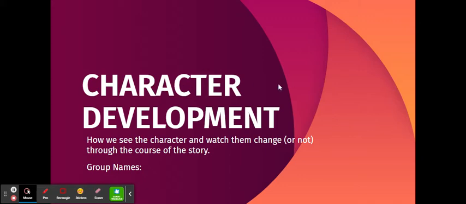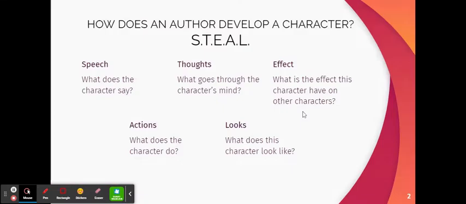So what we're looking at is character development, or characterization, and this is how we see a character, how we get to know the character and connect with the character, and then watch them change or not over the course of the text, so that we get to see how they start at one point and end up in another. This also really has to do with how the author reveals that character to us.